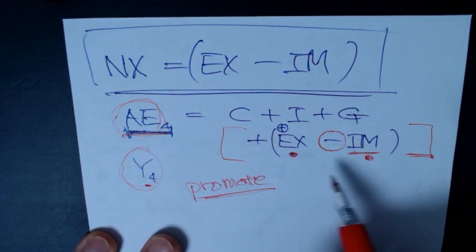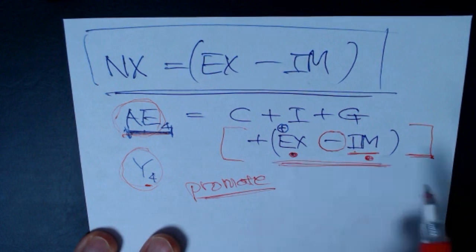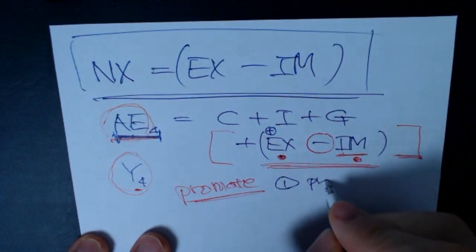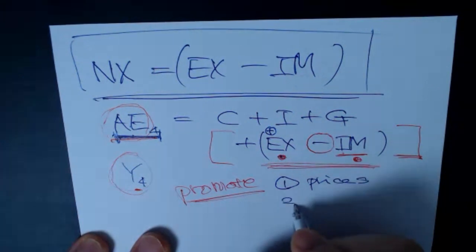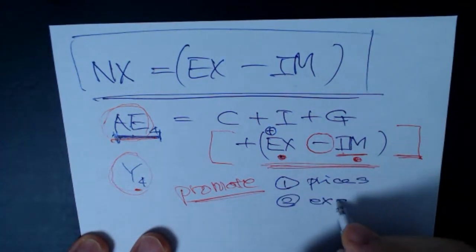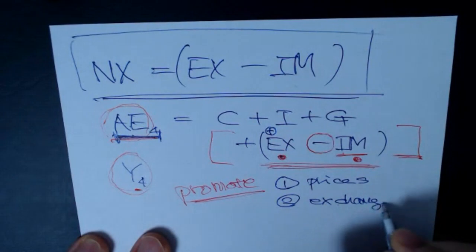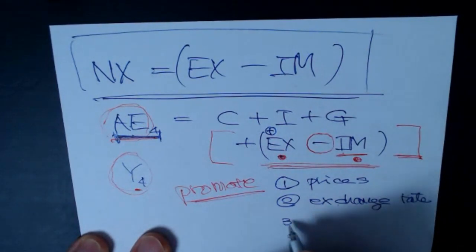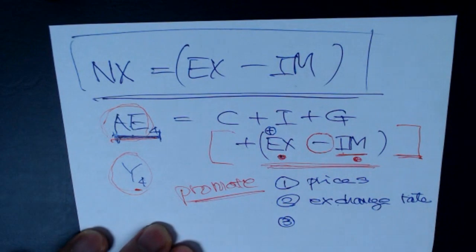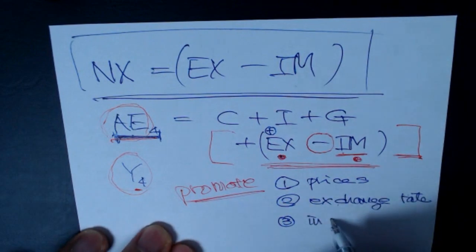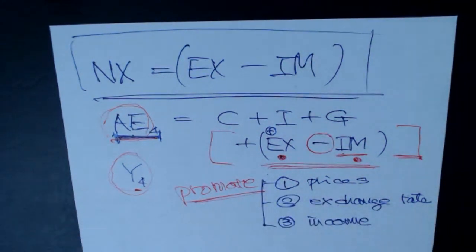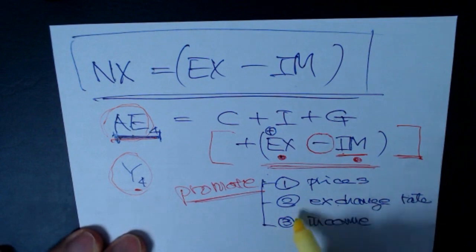And export and import depend on three factors: price, exchange rate, and income. Which one is important then? Income is really important.